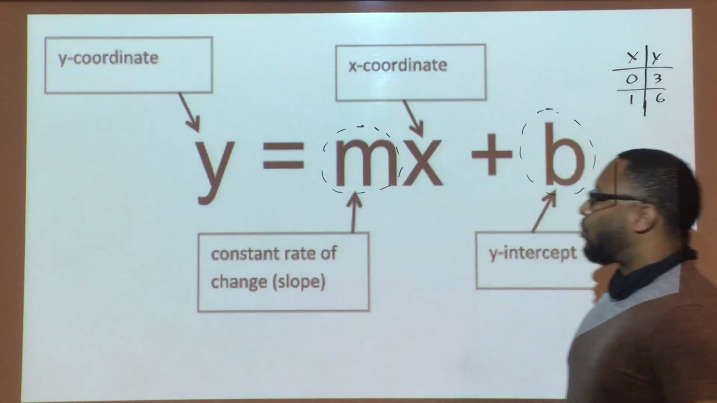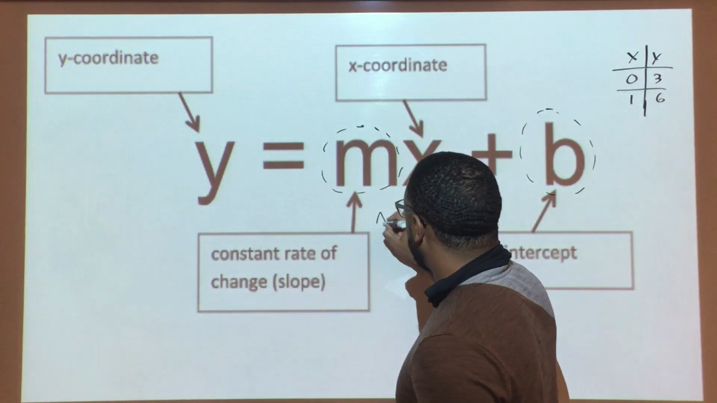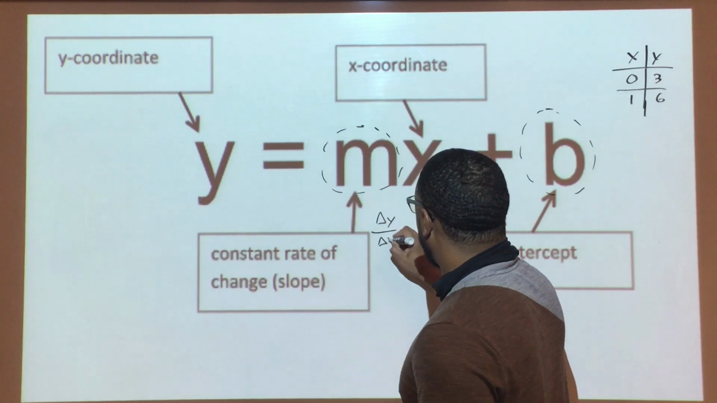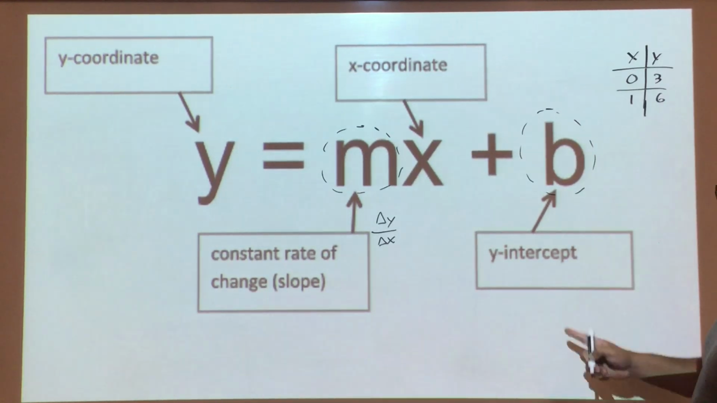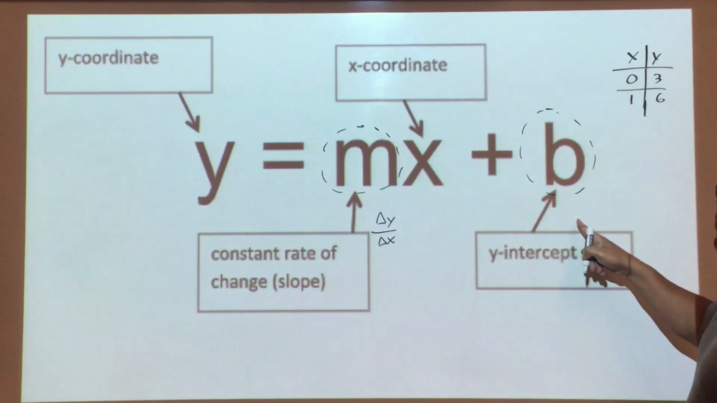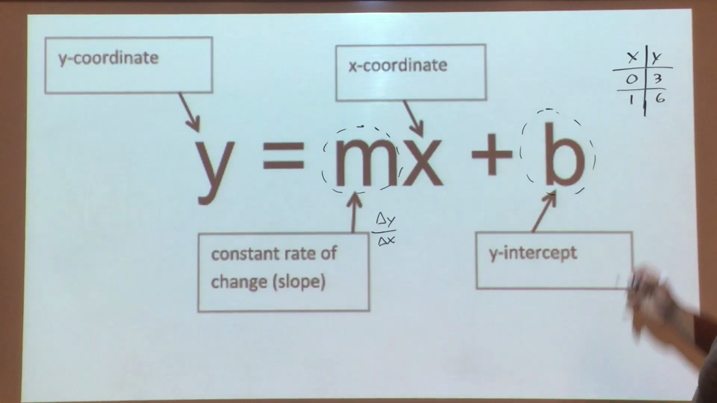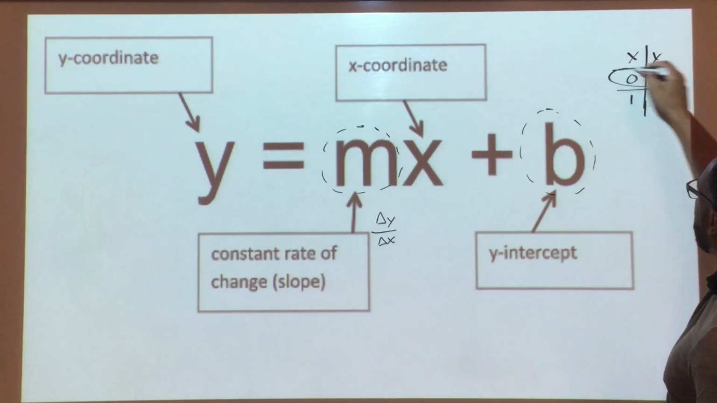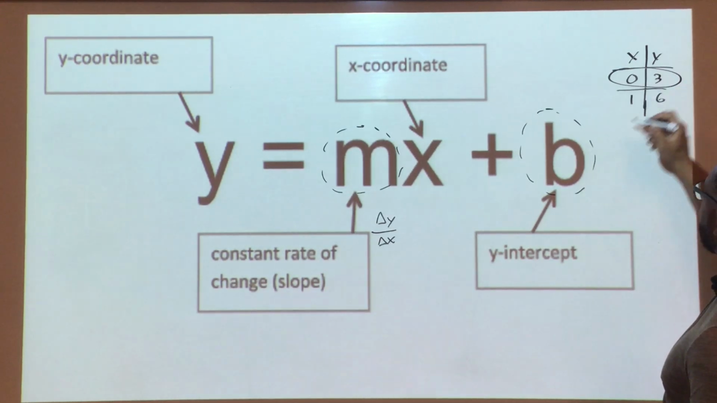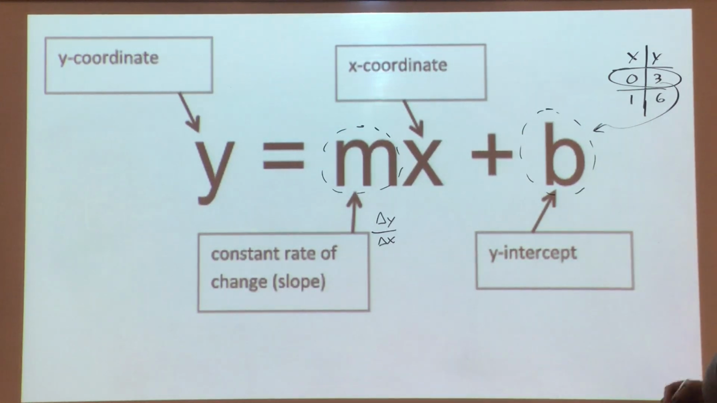M, as I mentioned, we already know how to figure that out because that's just the rate of change. You remember, to find the rate of change, you simply do the change in y over change in x. And that tells you what m is. B, your y-intercept. So this is where your line crosses the y-axis. So when x is 0, you'll notice in this table that I made up, when x is 0, y is 3. So this line crosses the y-axis at 0, 3. So that means that 3 would be my y-intercept, or the b.